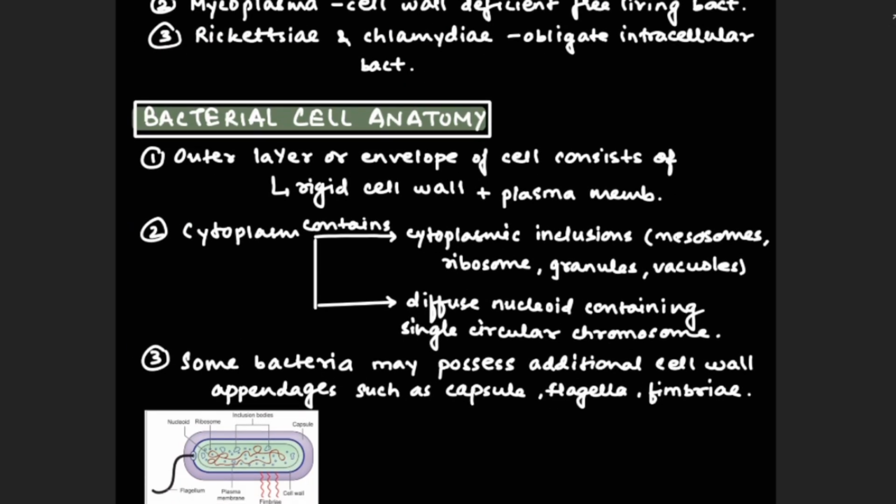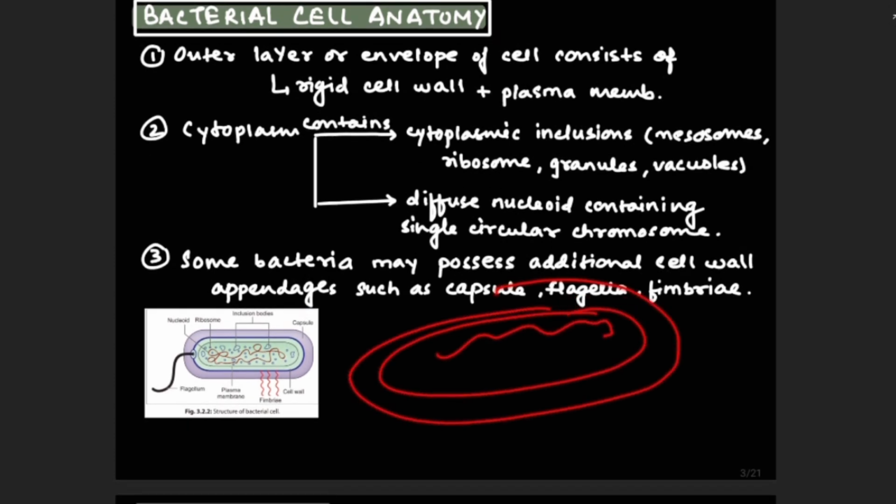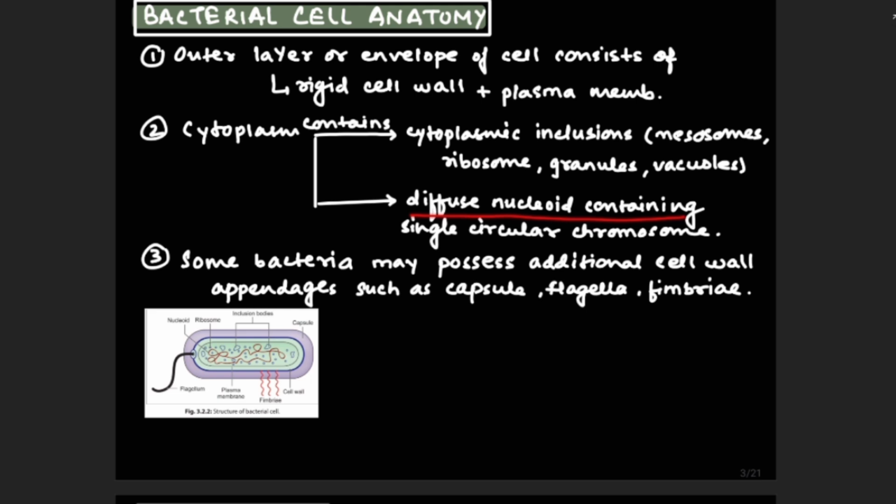Now let's see the bacterial cell anatomy. The outer layer, or the envelope of the cell, consists of the rigid cell wall and then the plasma membrane. Then the cytoplasm consists of cytoplasmic inclusions, mesosome, ribosomes, granules and vacuoles. It also contains a diffuse nucleoid containing a single circular chromosome. As you can see here, these are ribosomes, this is a nucleoid, then these are inclusion bodies, and this is a capsule which covers the bacterial cell, then this is a flagellum, and this is the plasma membrane as well as the cell wall.